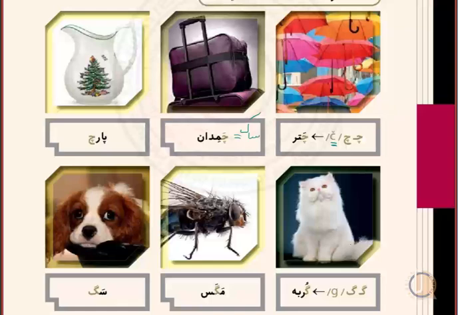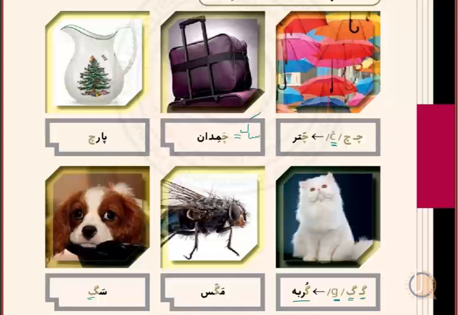Next one, Gaf. The name is Gaf, the sound is G. Small Gaf, capital Gaf, the sound is G, as in gurbe. Gurbe. Next one, Magas, fly. Magas. And finally, Sag. Sag, dog.